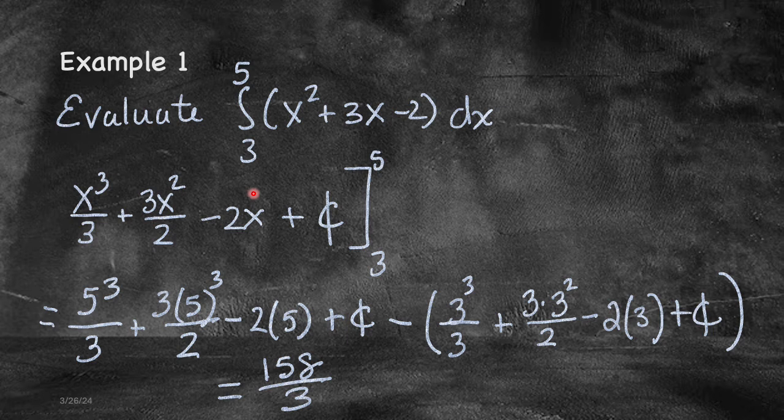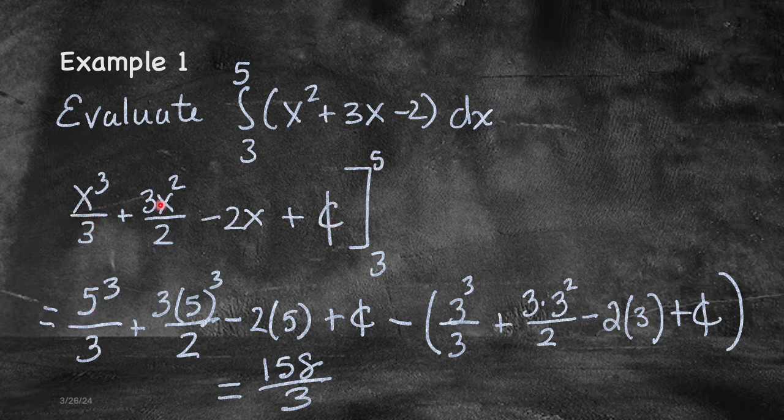Now, in our first example, I'm going to purposely put this constant in so that I can show you why we don't necessarily need to put it in future examples, but I wanted to walk you through with our arbitrary constant so that you can see how this works. Okay, so here's our antiderivative, and we want to evaluate that from our lower limit of 3 to our upper limit of 5.